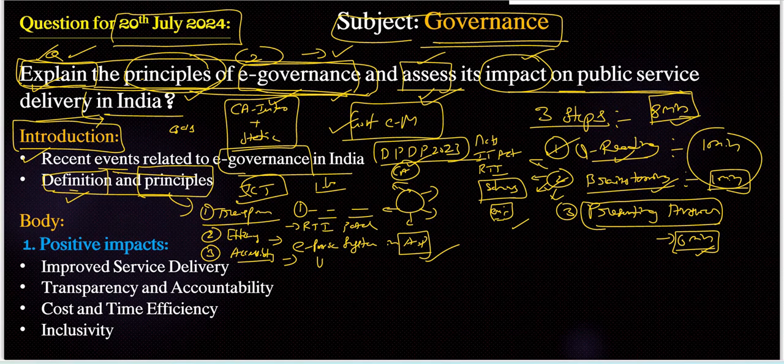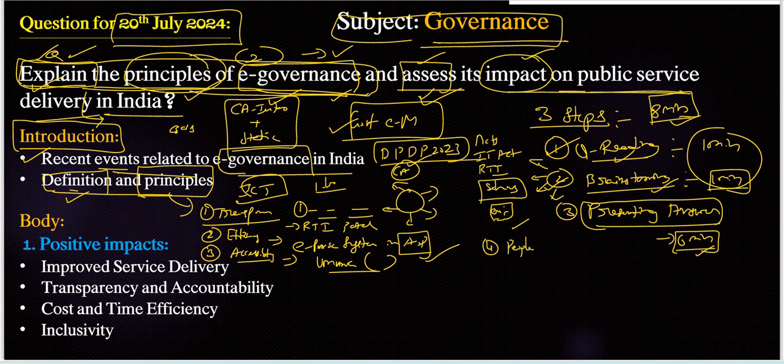For example, we have the Umang app, right? What is Umang? Unified Mobile Application for New-age Governance. That is also very important here. It provides access to over 1200 central and state government services. Very, very important. Other than that, we have the fourth one, that is participation.